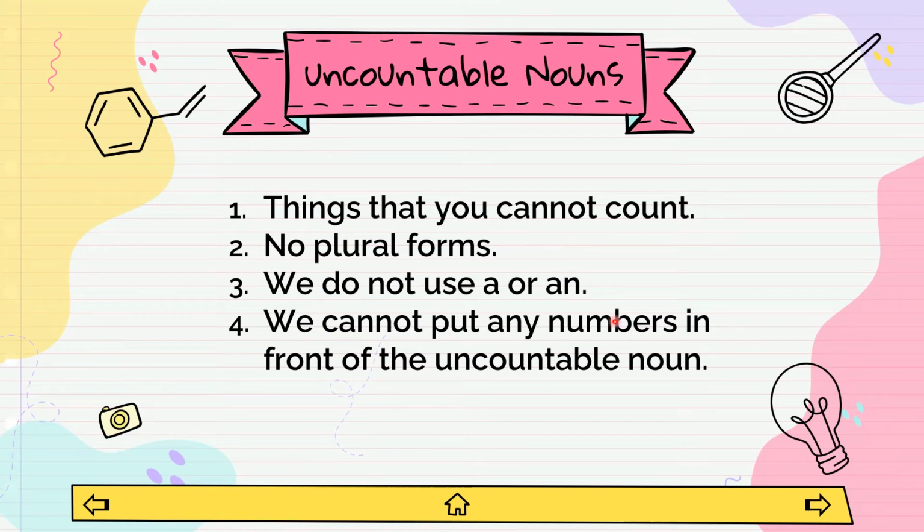So now we are going to look at uncountable nouns. Uncountable nouns are things that you cannot count. Benda yang kamu tak boleh nak kira. There are no plural forms. We do not use a or an. We cannot put any numbers in front of the uncountable noun. Okay, now we are going to look at the examples.